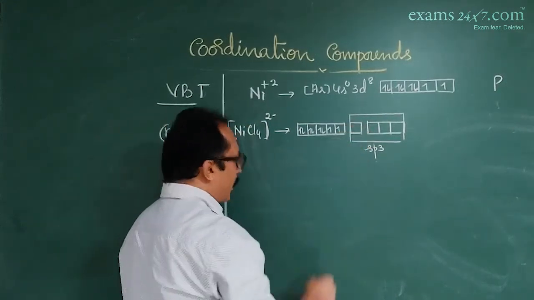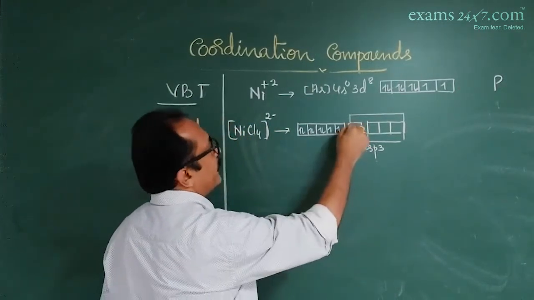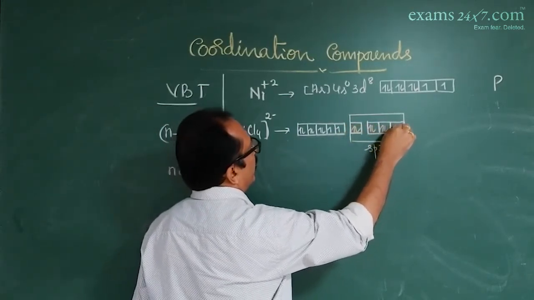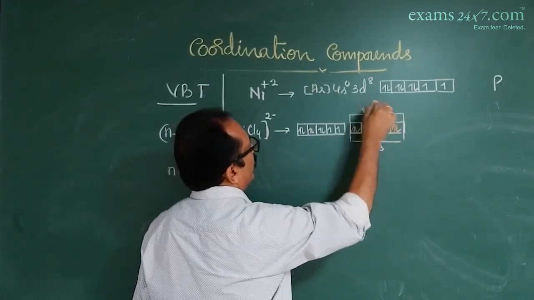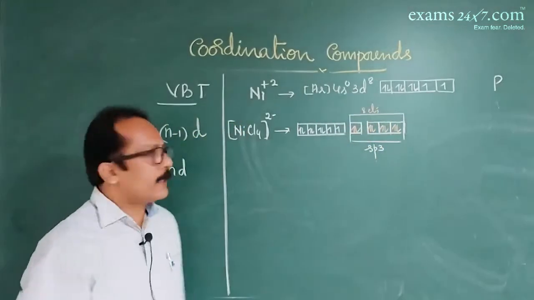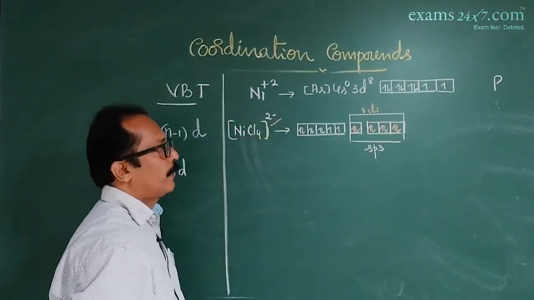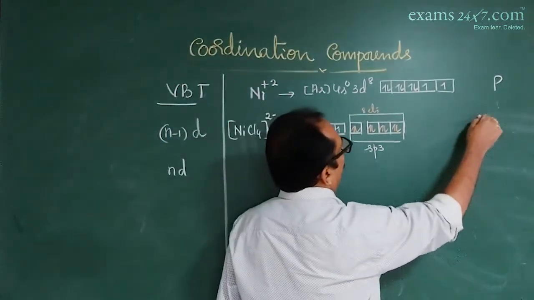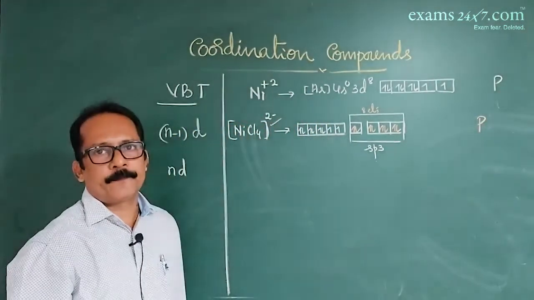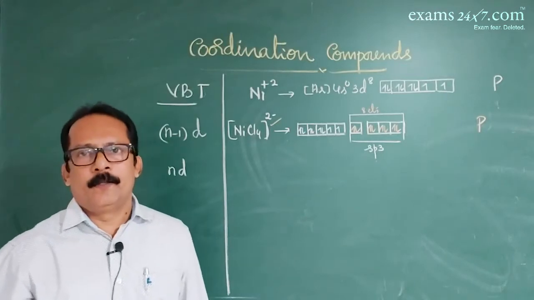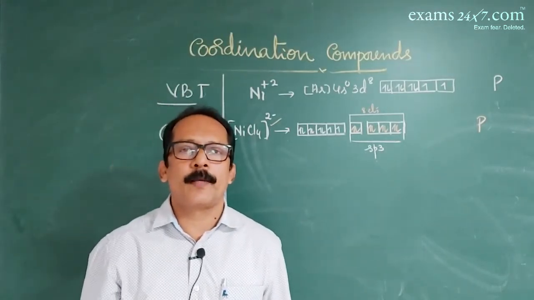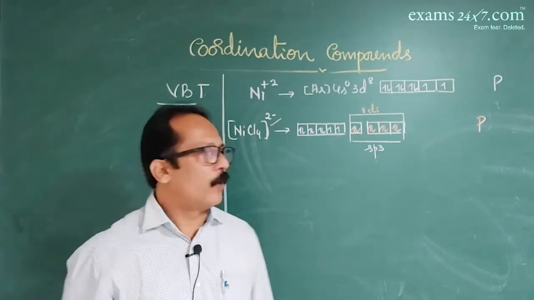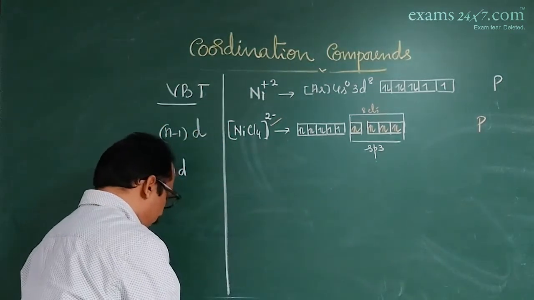The hybrid orbitals are occupied by the electrons donated by the ligands. There are 4 chlorido ligands, donating 8 electrons. This is the electronic configuration of this complex ion. Now look at this: there are two unpaired electrons. So what about the magnetic property? Paramagnetic. In most cases, when the central metal atom or metal ion is bonded with a weak ligand, the magnetic behavior is paramagnetic.